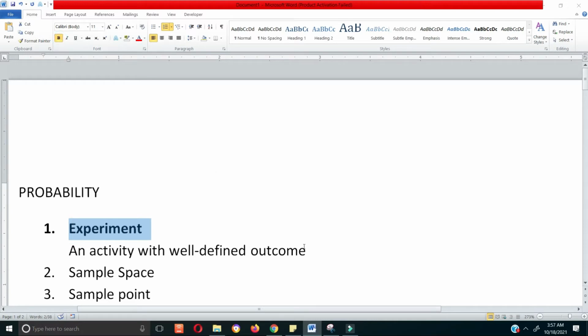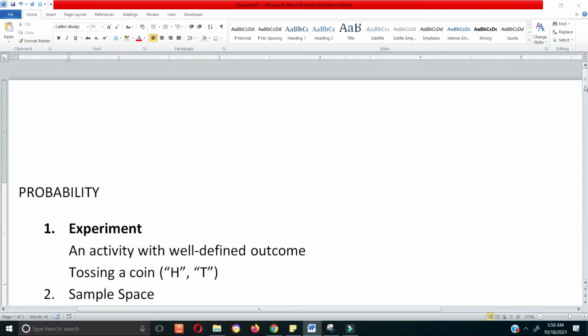So an experiment could include things like tossing a coin. For instance, when you toss a coin, you have two possible outcomes. You could have heads or tails. So this is essentially because you have well-defined outcomes. So this qualifies as an experiment.